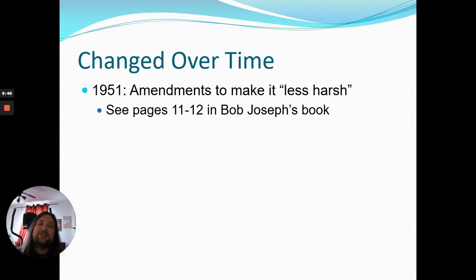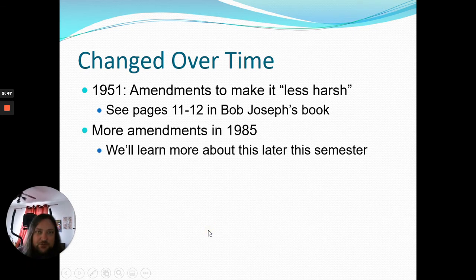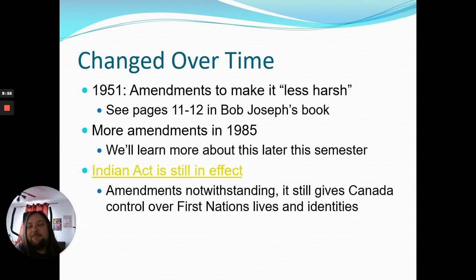And you can look at pages 11 and 12 for some of those changes that happened. So some restrictions were removed. And then in 1985, there were more amendments, and we'll learn more about that later this semester. But it's still in effect, the Indian Act itself. And if you click here when you download the original slides, you'll be taken to the current version of the Indian Act.